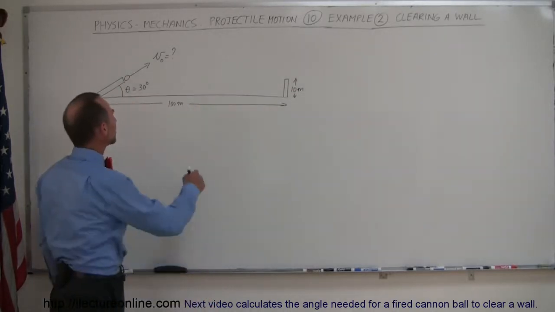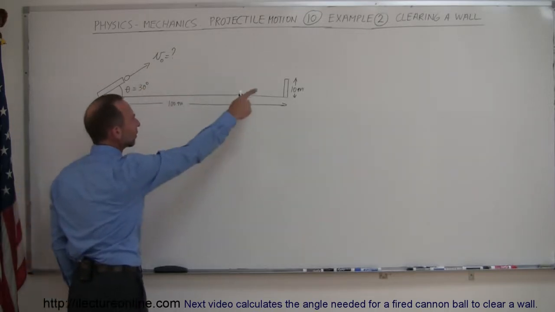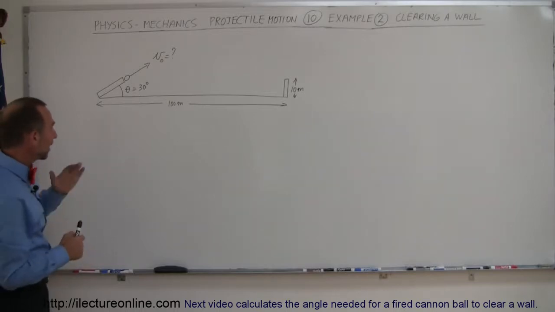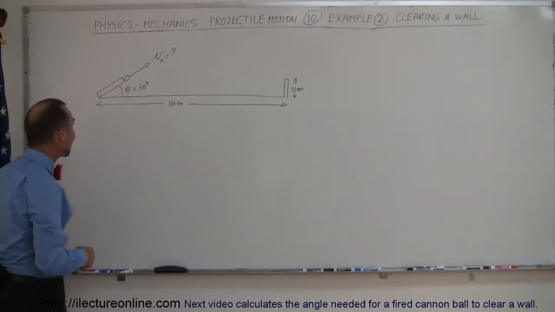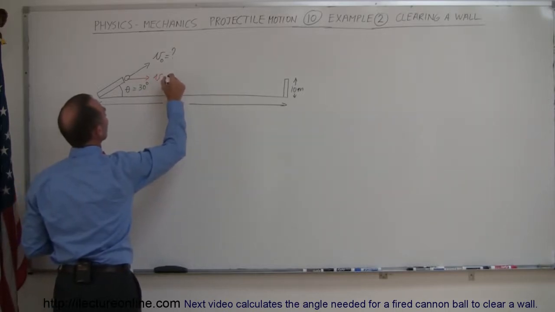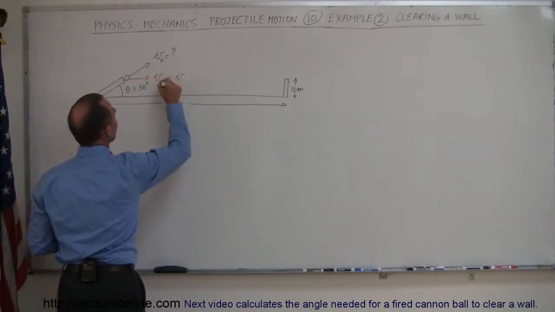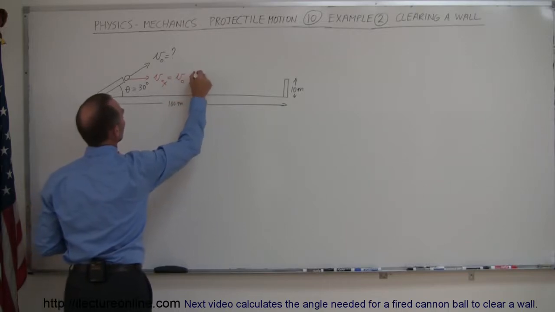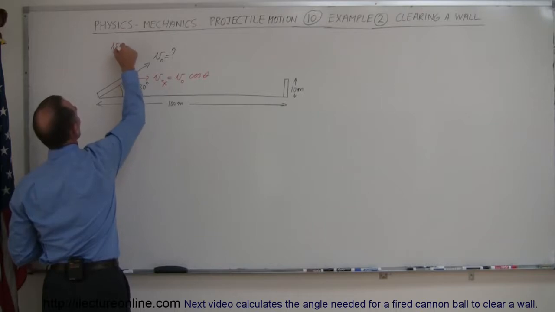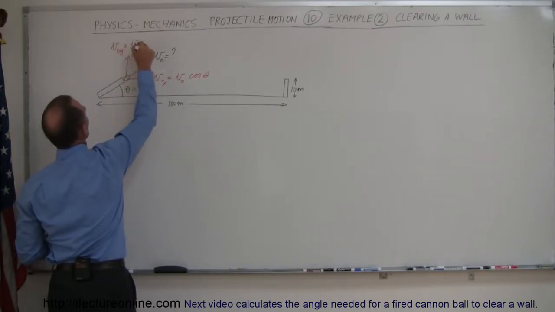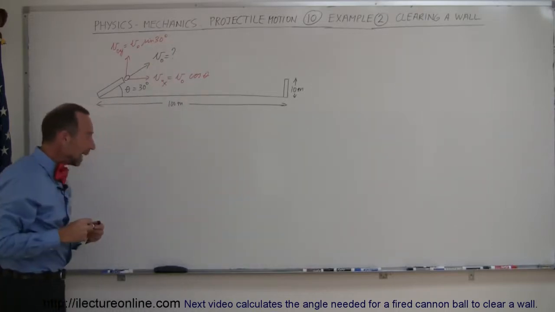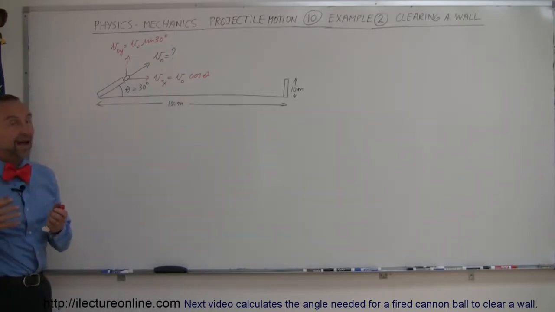So what should be the minimum velocity at which this projectile is shot out so that it will make it over that wall? First of all, since it's shot at an angle, let's begin with finding the x and y components of that initial velocity. So v initial in the x direction is going to be equal to v initial times the cosine of theta, which of course is 30 degrees. And v initial in the y direction is going to be equal to v initial times the sine of 30 degrees.